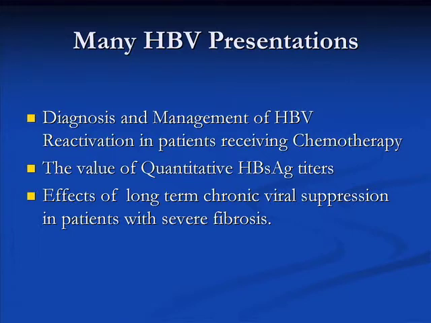Quantitative hepatitis B surface antigen titers are now available. What role they play in management of hepatitis B patients is not clear. I'm going to present some data about how these can be used to manage our patients and why they're worthwhile to get, as a fairly inexpensive test. And then, of course, we're all concerned about the patients with hepatitis B who have severe fibrosis, likely to go on to need a liver transplant or develop liver cancer. Do any of our new treatments affect outcome? Can we really do something about our patients with severe liver disease and hepatitis B?